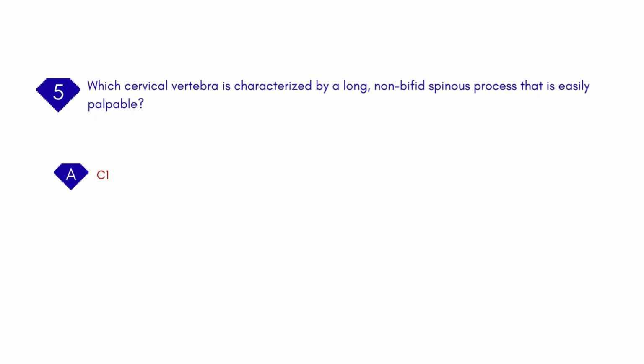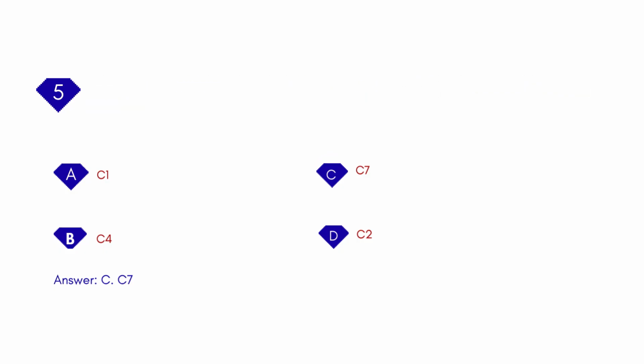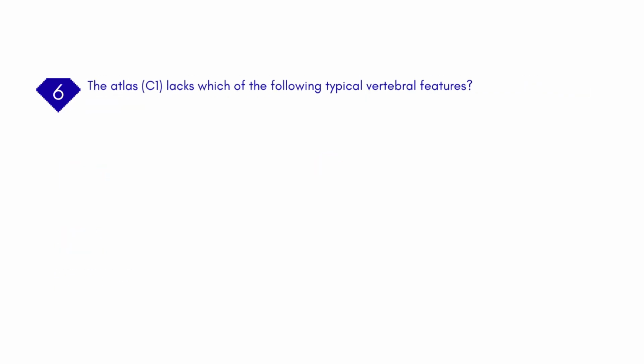A. C1. B. C4. C. C7. D. C2. Answer, C. C7. The atlas, C1, lacks which of the following typical vertebral features?